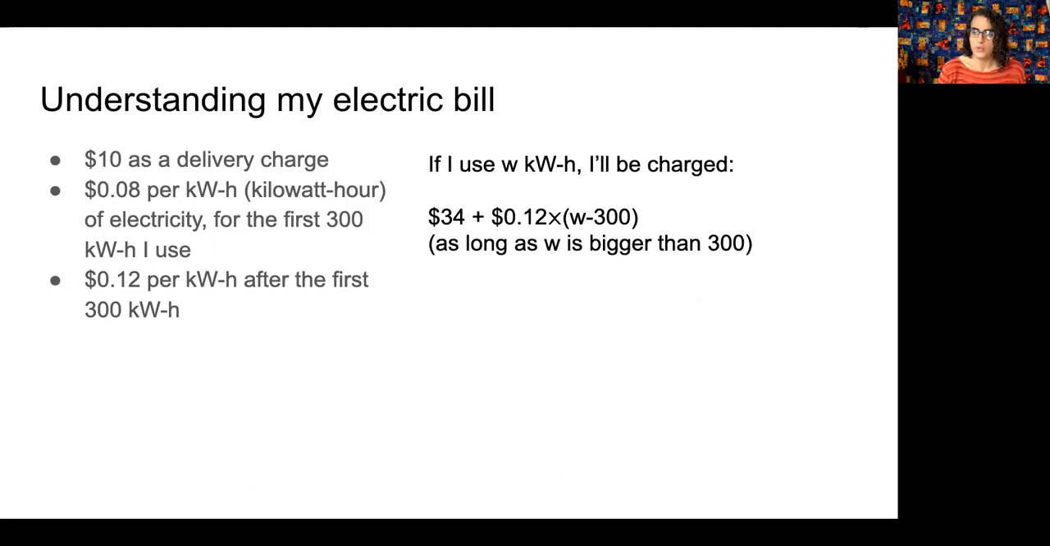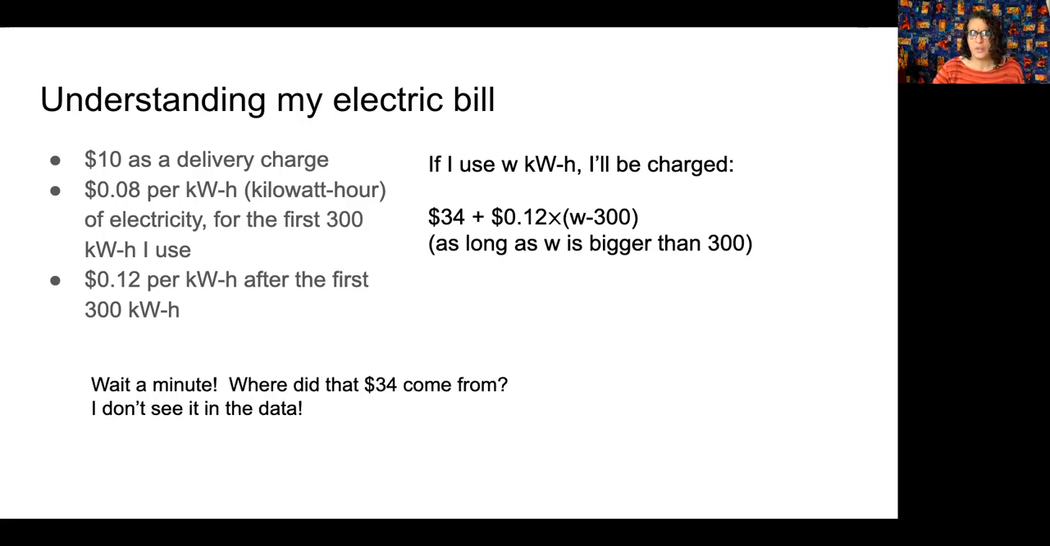If I use W kilowatt hours, I'll be charged $34 plus 12 cents, $0.12, times W minus 300, as long as W is bigger than 300. So let's make sure we understand all the pieces in that equation. Where did that 34 come from? I don't see that 34 in the description of the problem anyhow.